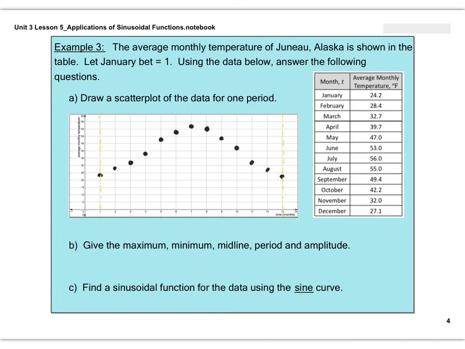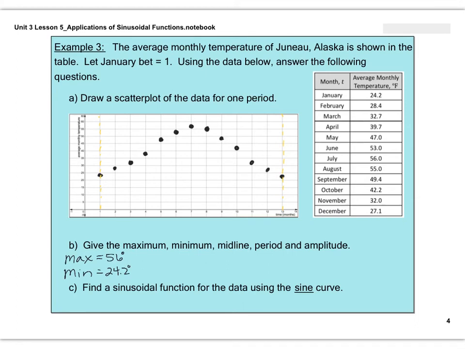Part B, give the maximum, minimum, midline, period, and amplitude. Here we go, one at a time. Maximum, looks like it's in July at 56 degrees. Max is 56. Minimum temperature, looks like it's in January, 24.2 degrees Fahrenheit.